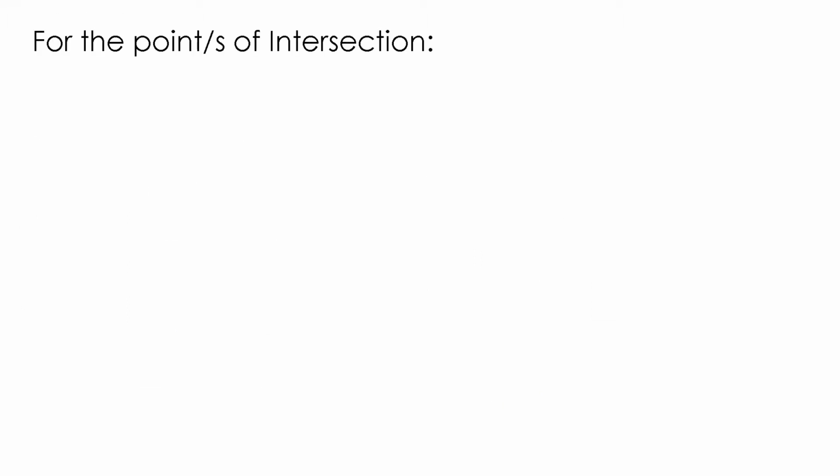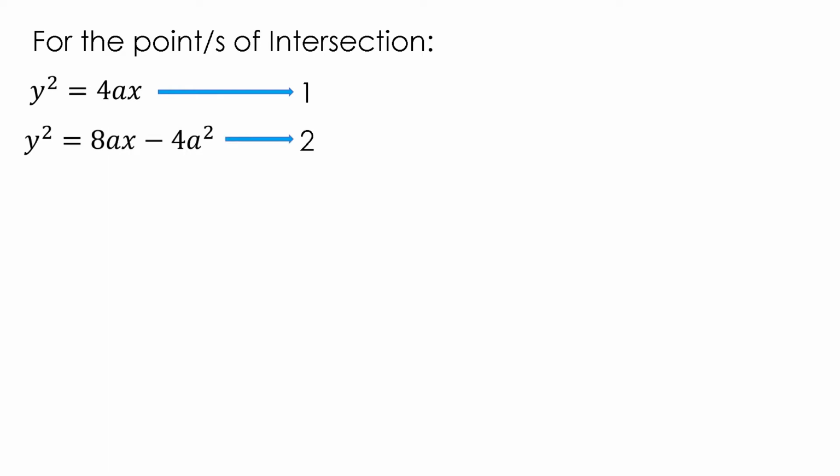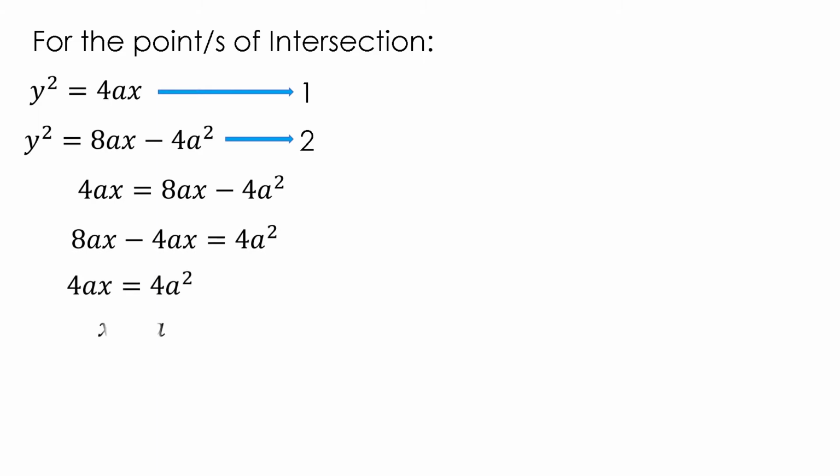For the points of intersection of the two parabolas, we will make the first parabola the first equation, and the second parabola the second equation. If we equate and solve the two equations simultaneously, we can solve for the value of x, and x is equal to a.